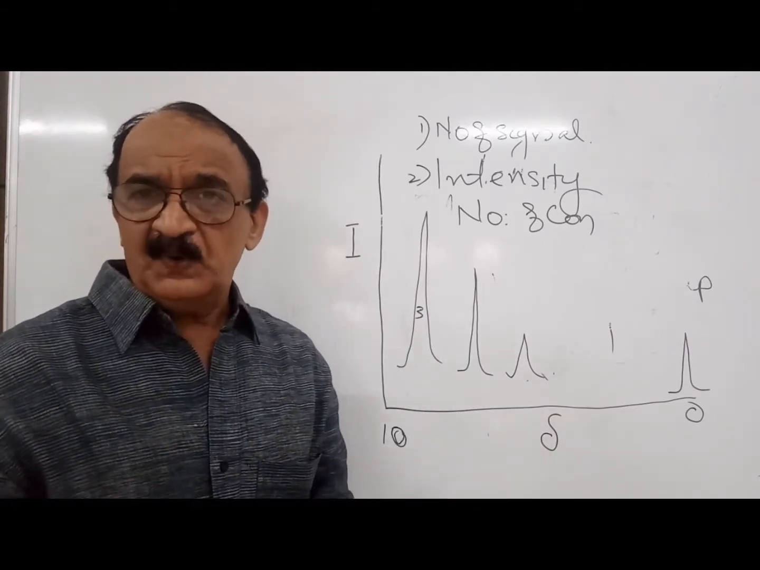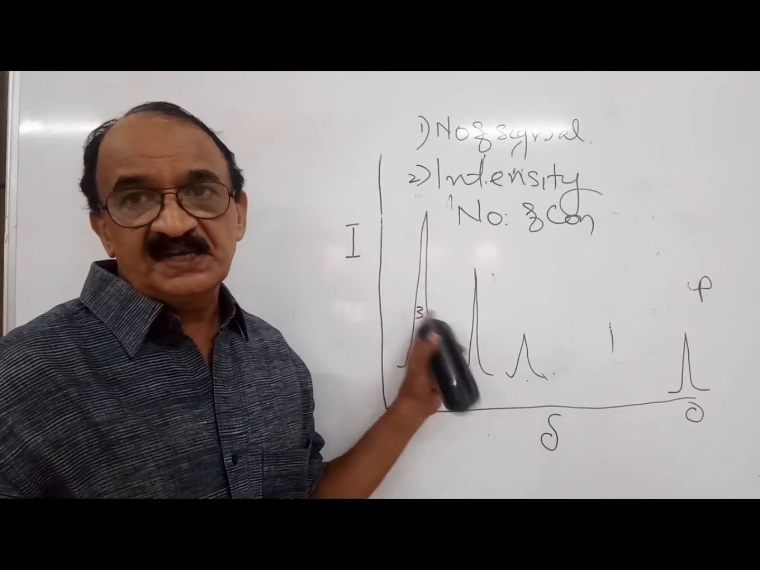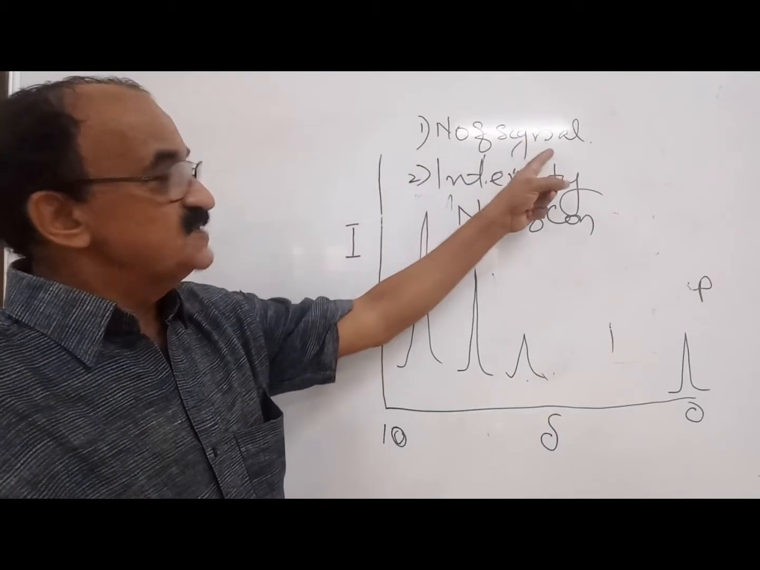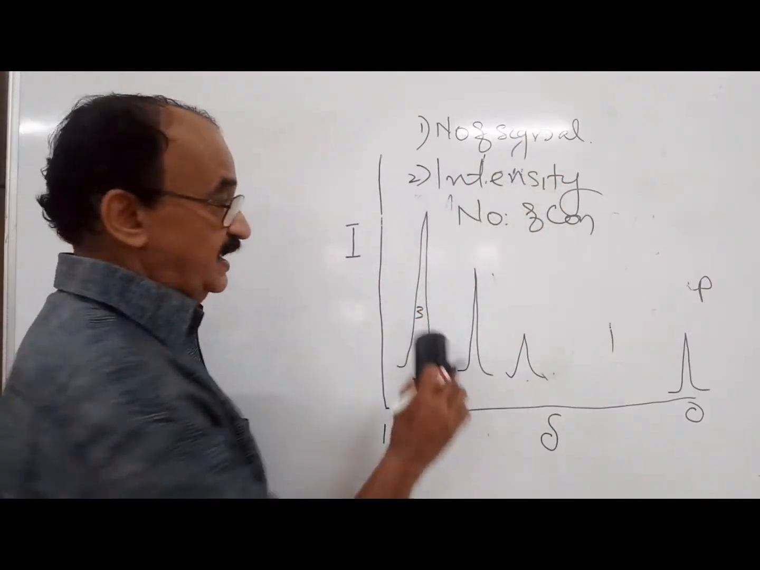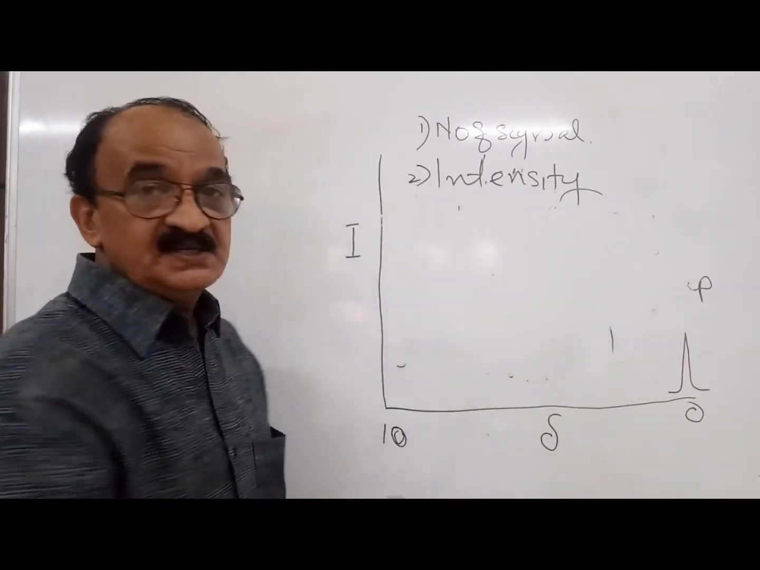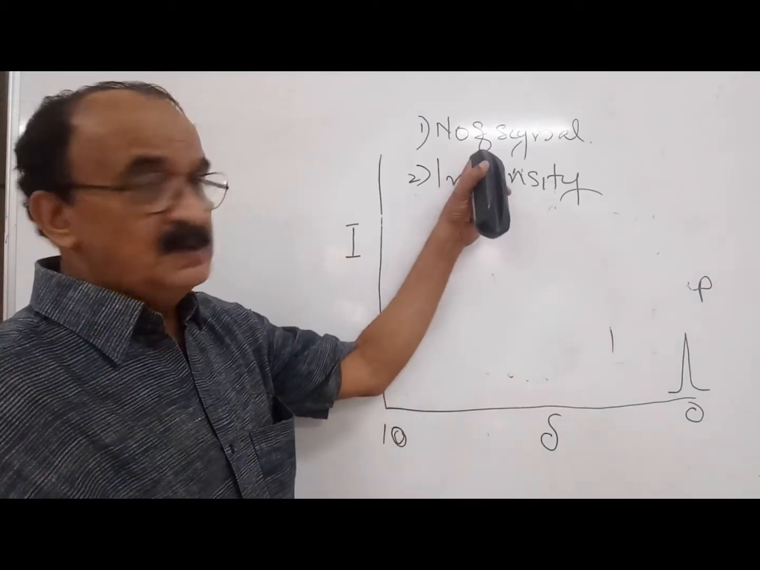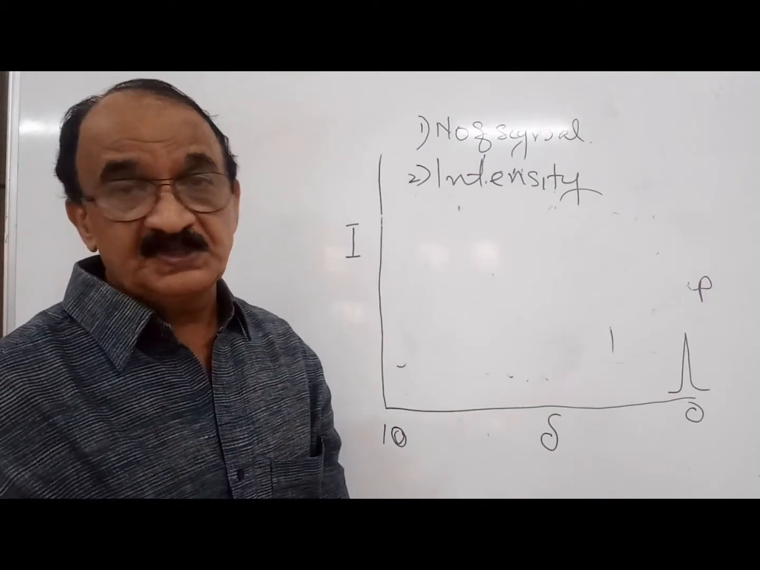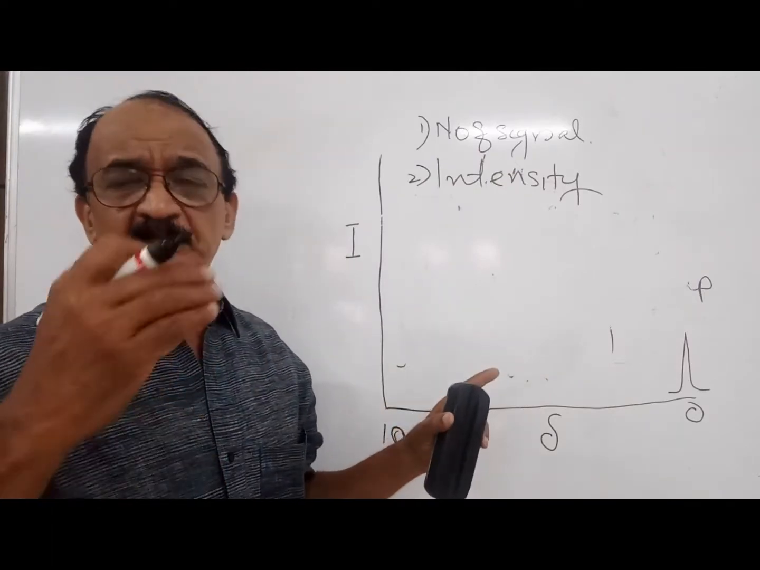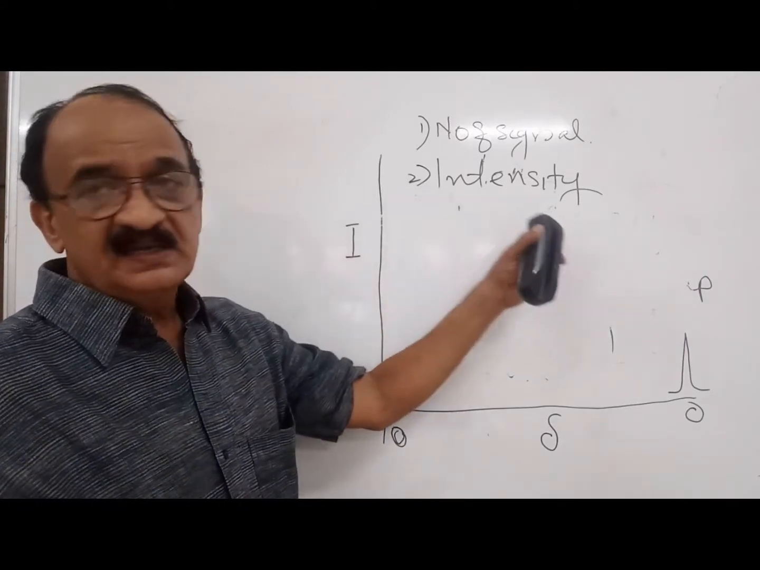So we can calculate the number of protons available with a carbon by calculating the signal intensity or signal height. So the second point is the intensity of the signal. The first point is the number of signals, the second point is the intensity of the signal. Number of signals depends on what? Number of types of protons, and intensity depends on the number of protons in a set. That is the actual fact in measuring the intensity.